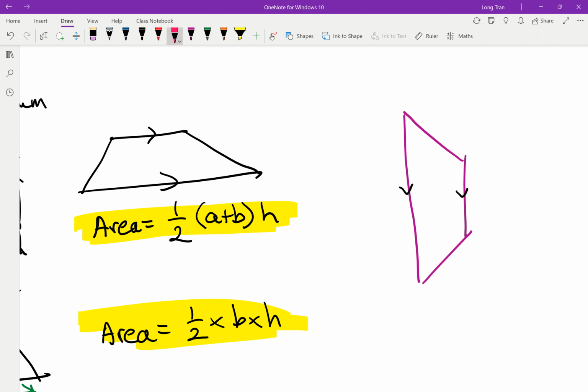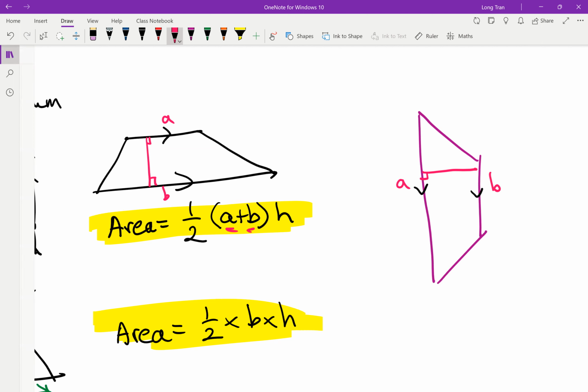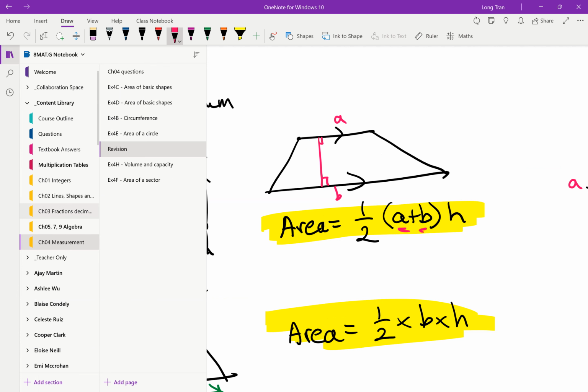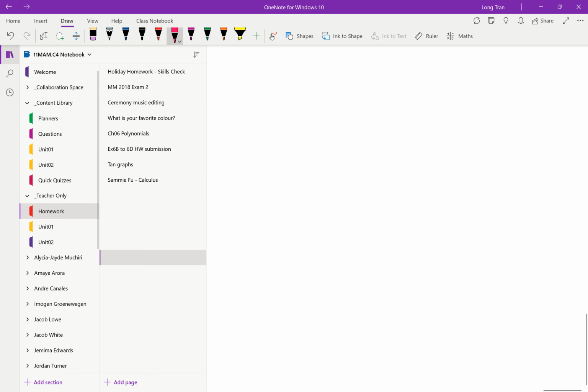What is A and B? These are the two parallel lines. A and B are the parallel lines. H, which is the height, is the distance between the two, and it's 90 degrees with each other. Okay, so in this case here, this could be A and this could be B, and the height is how far it is from each other. Okay, so I'm going to go back to our own diagram again. So let's go back to our sheet.